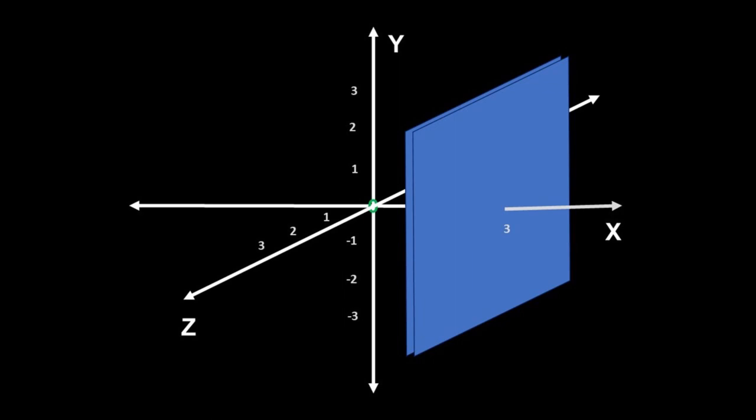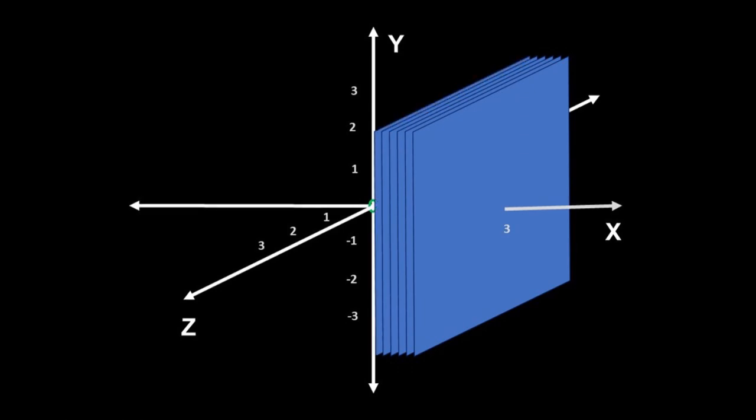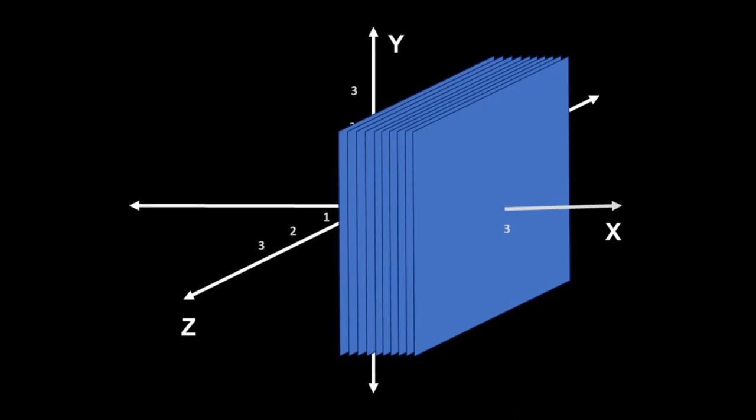Do you agree? Just a little less than 3. And there's another one, and another one, and another one. And on every such plane, the x value of a point would remain the same. Do you agree?